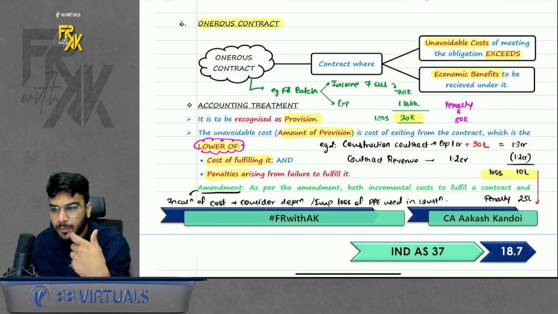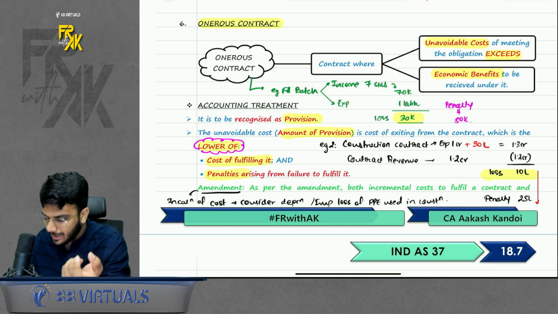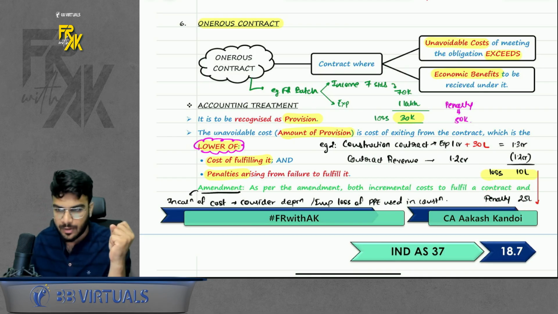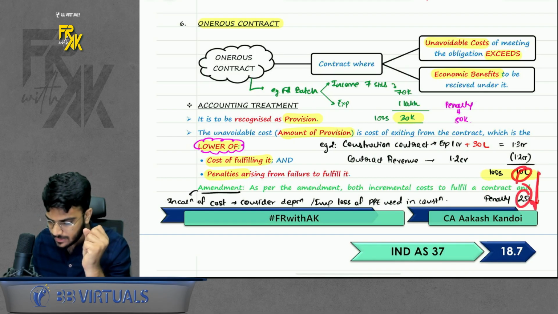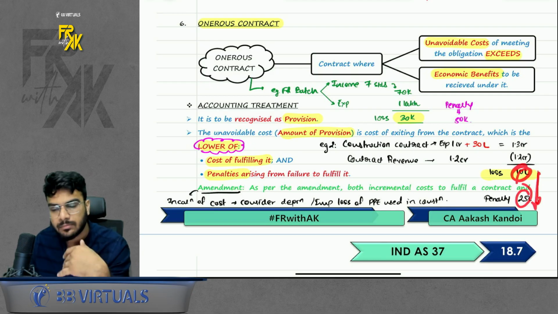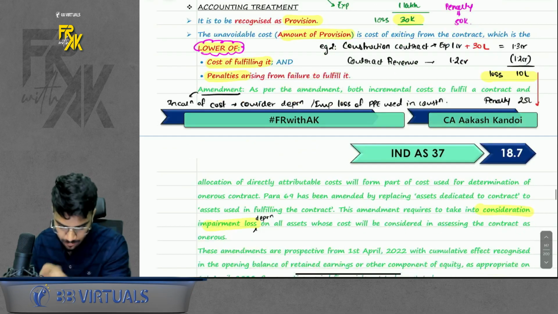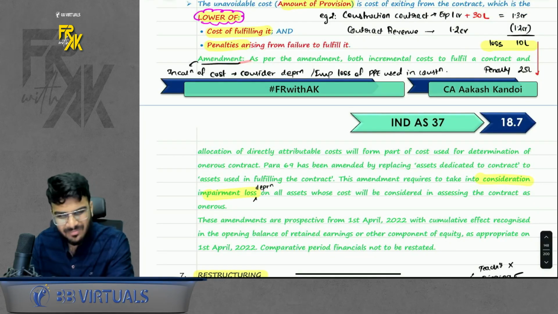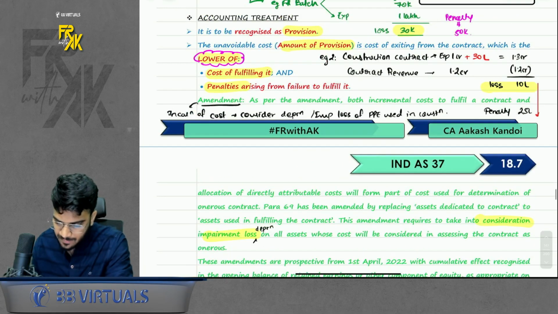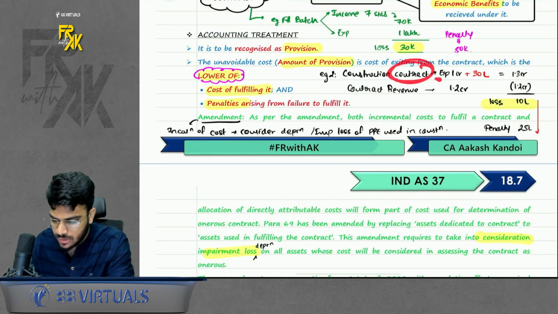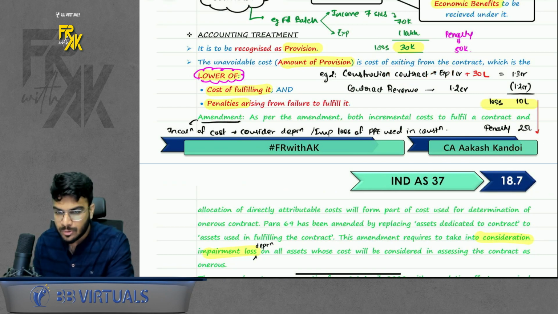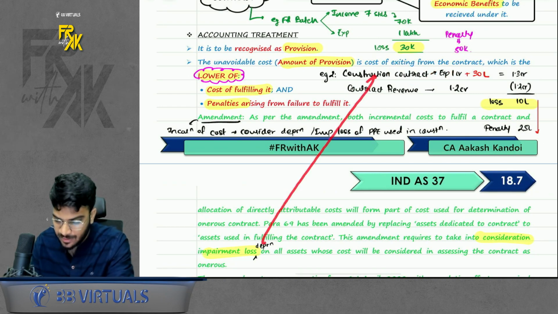So I will make a provision of either the loss, or there can be a possibility where you can pay the penalty and move out of the contract. So loss or penalty, whichever is lower, because if the loss is lower, I will make sure that I fulfill the same. Okay. There is an amendment also here, not very crucial, but just remember that when you are calculating the cost, when you are calculating the expense, also consider the expense of depreciation and impairment losses.